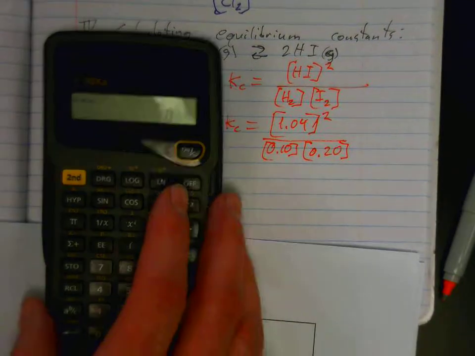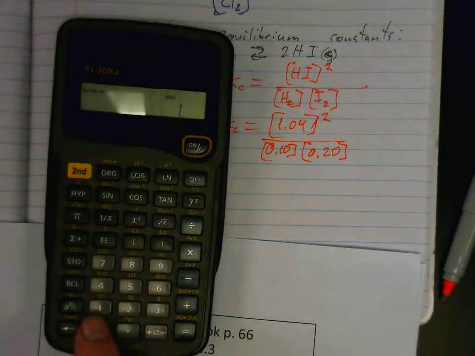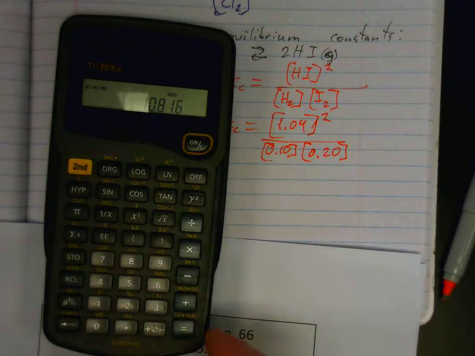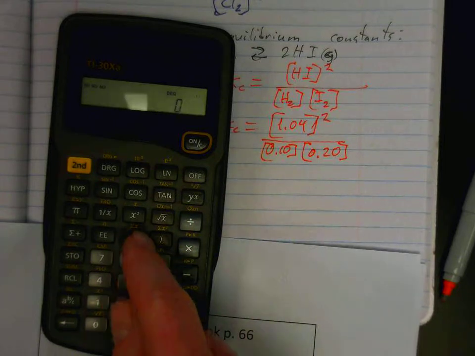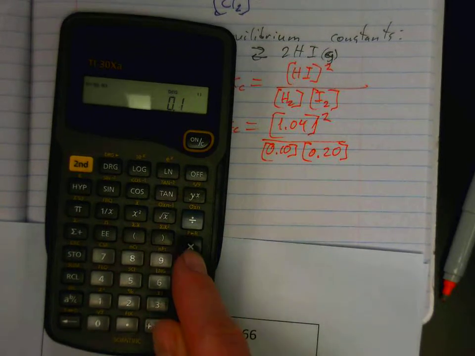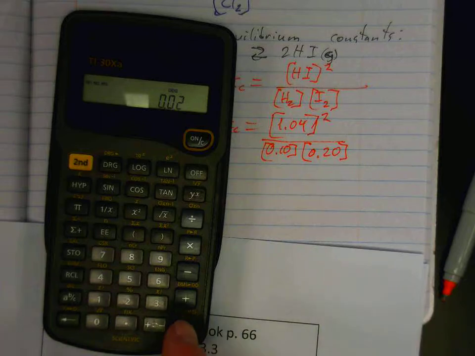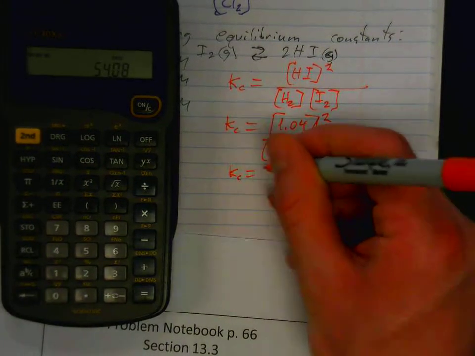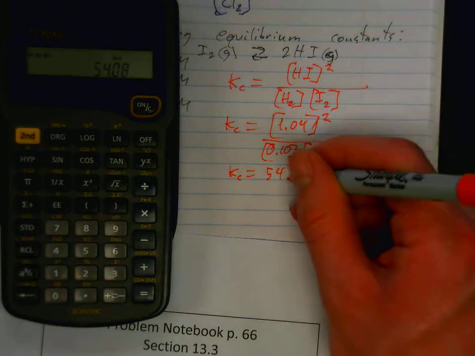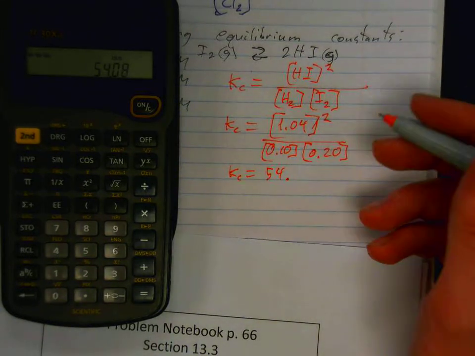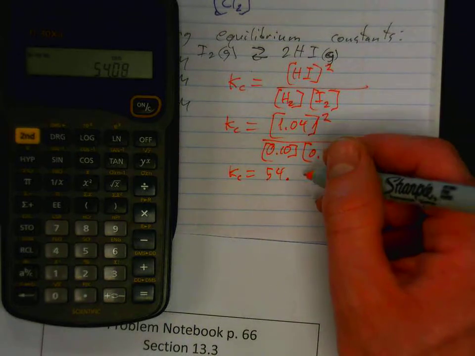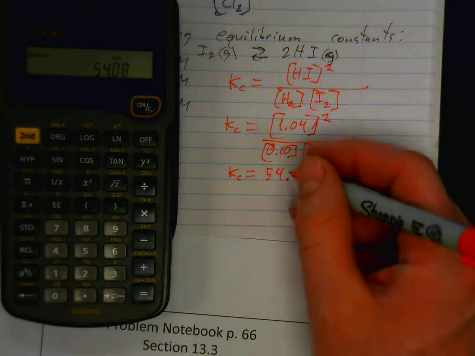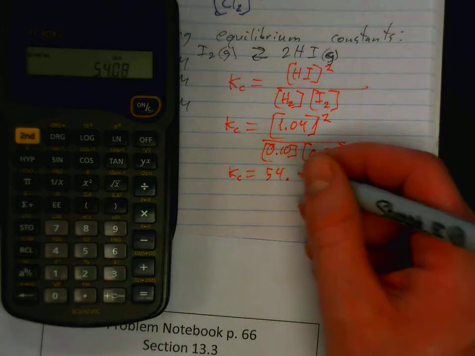So I would do this in my calculator as 1.04 squared, and then divide by parentheses 0.1 times 0.2 close parentheses, equals. Kc then is 54.08, and so for the sig figs, it looks like we have 2 sig figs based on these numbers, so we could round that to 54.